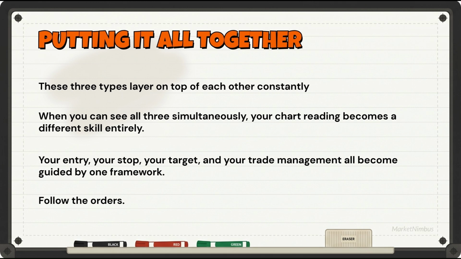Now, go to your charts. Mark your equal highs and lows. Identify trend lines retail traders are watching. Note the swing high and low boundaries of your ranges, and ask one question: where are the orders? Do that consistently, and your trading changes fast.